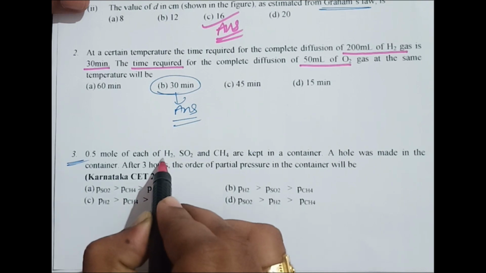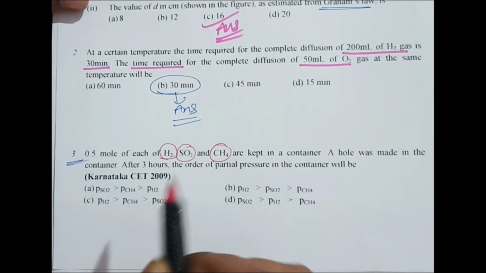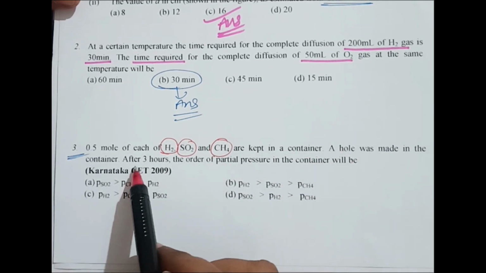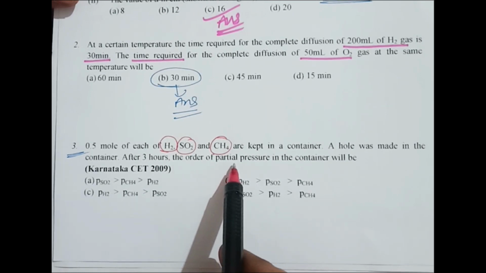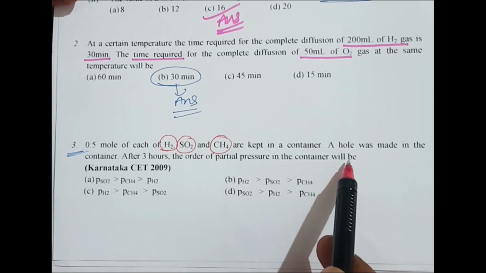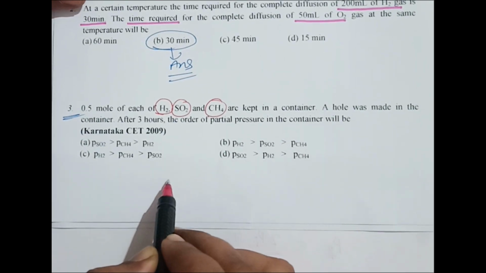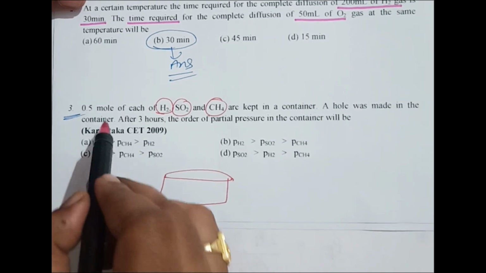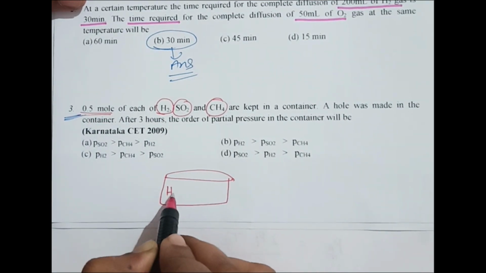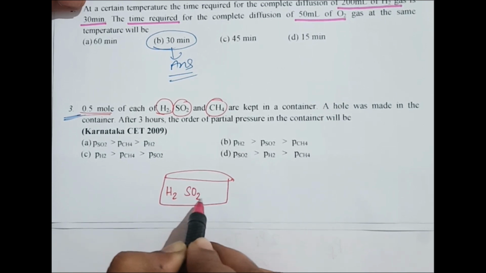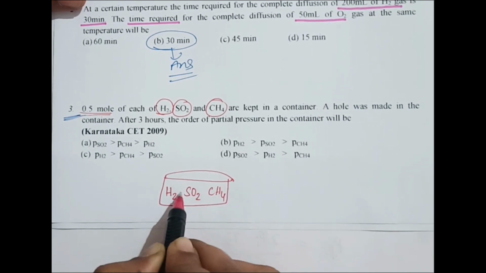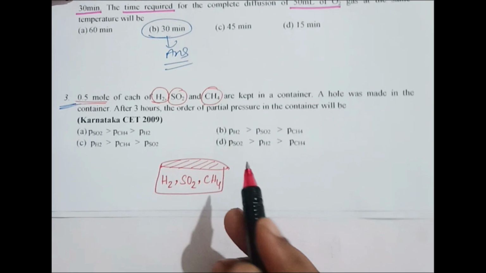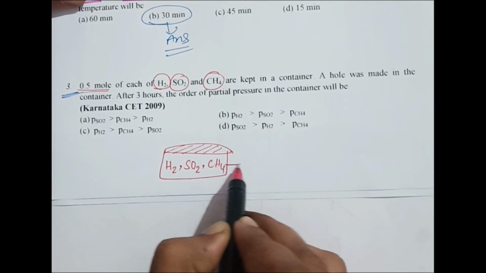0.5 mole of each hydrogen, sulfur dioxide and methane are kept in a container. A hole was made in the container. After 3 hours, the order of partial pressure in the container will be? So what they are telling is, you take a container, and equal amounts, 0.5 mole, of hydrogen, sulfur dioxide, and methane are there. Now this is a closed container, and you made a small hole here.